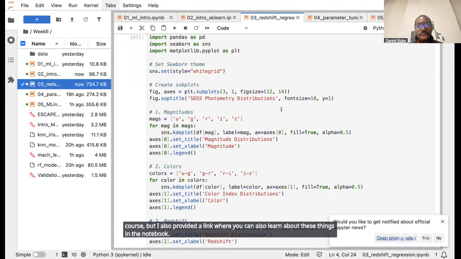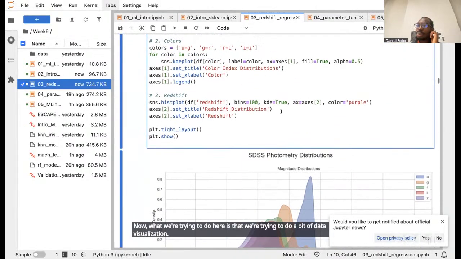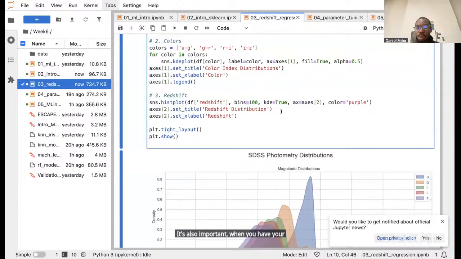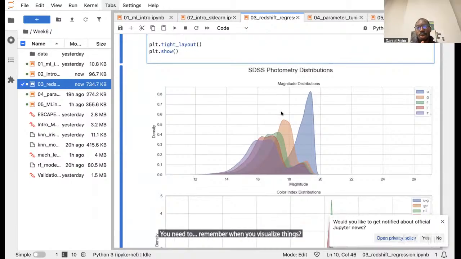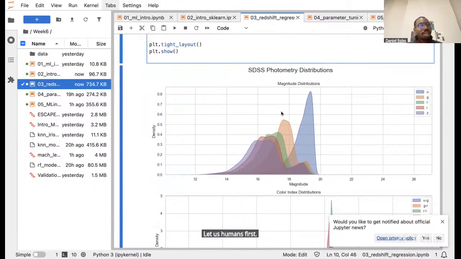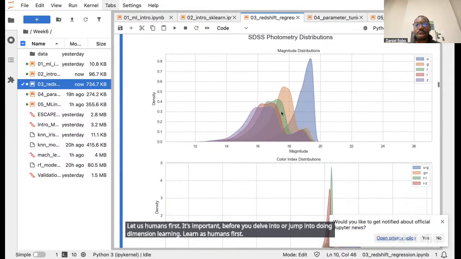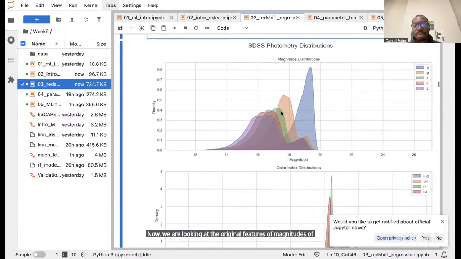Now, what we're trying to do here is a bit of data visualization. It's also important, when you have your data, to do your exploratory data analysis. It is beautiful. Why are you doing it? You need to remember, when you visualize things and study the data, you can understand relationships. Learn as humans first, before you jump into doing the machine learning. Now we are looking at the original features or magnitudes of this data set.